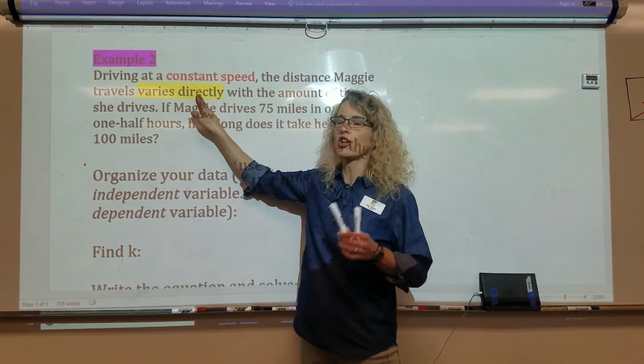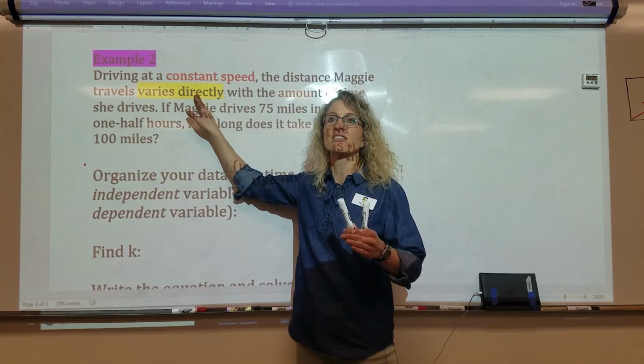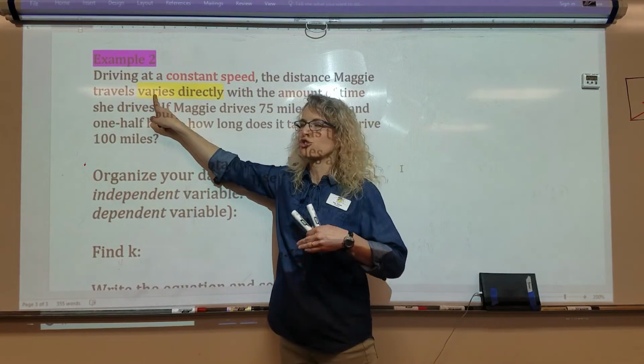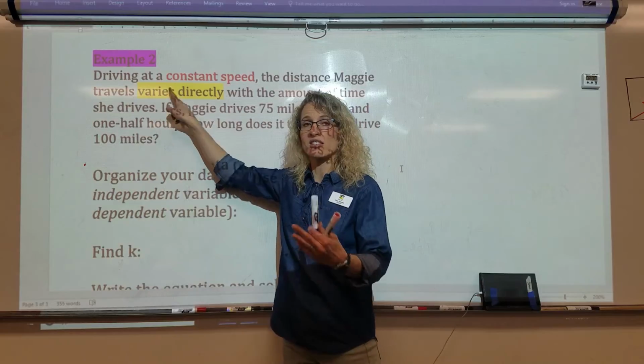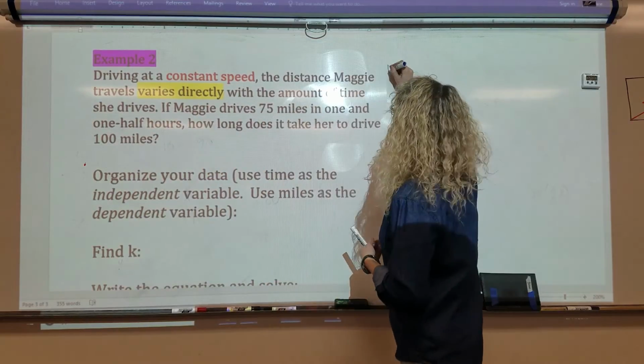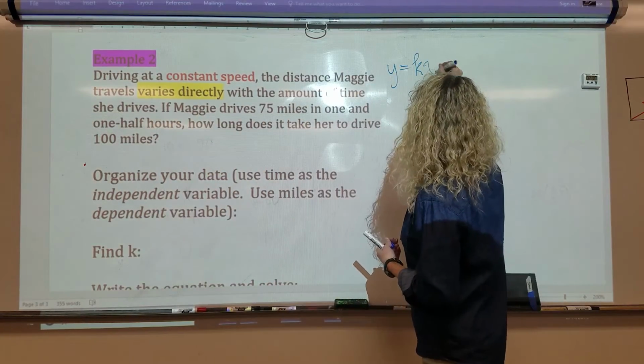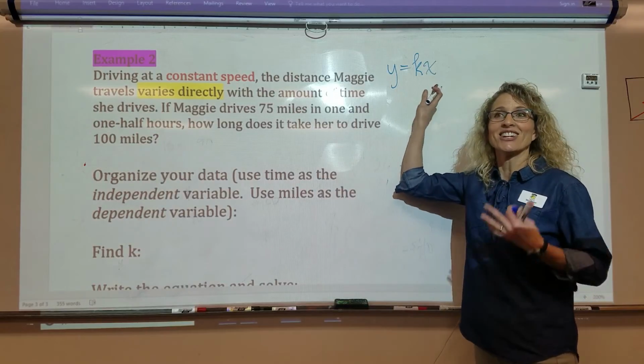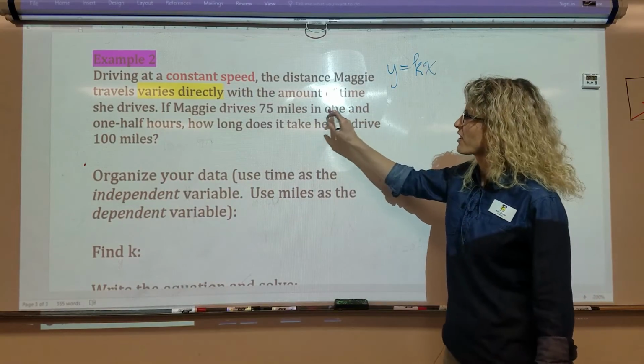varies directly. Look for this keyword if you see it in your RISE test. As soon as you see there's a direct proportion or varies directly, you know, oh, bingo, it's y equals kx. I know that's going to be my formula.